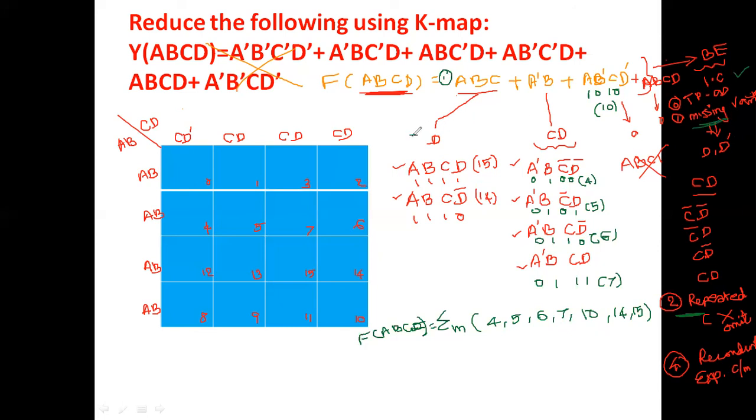In the first part of the equation, variable D is missing, so you have to write D and D bar. One variable is missing, so D and D bar. And in the other part of the equation, the missing variables are 2, so you have to consider the combinations C bar D bar, C bar D, C D bar, C D. Then here no missing variables, here also no missing variable.